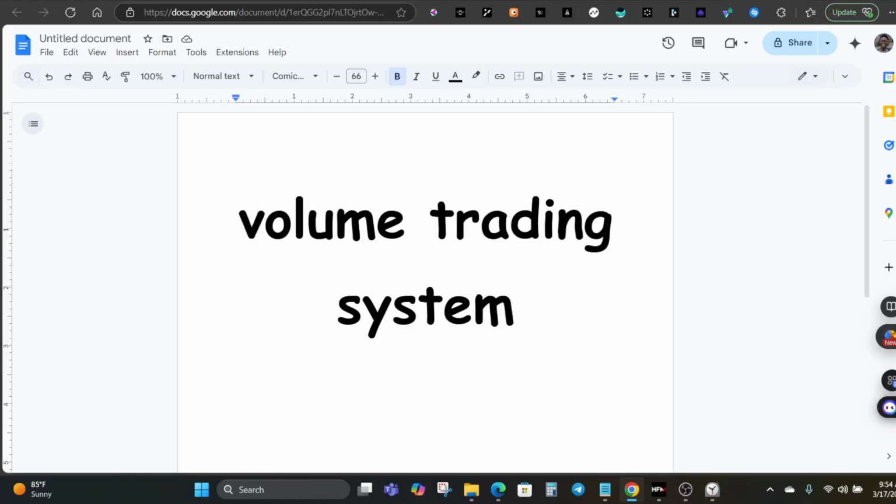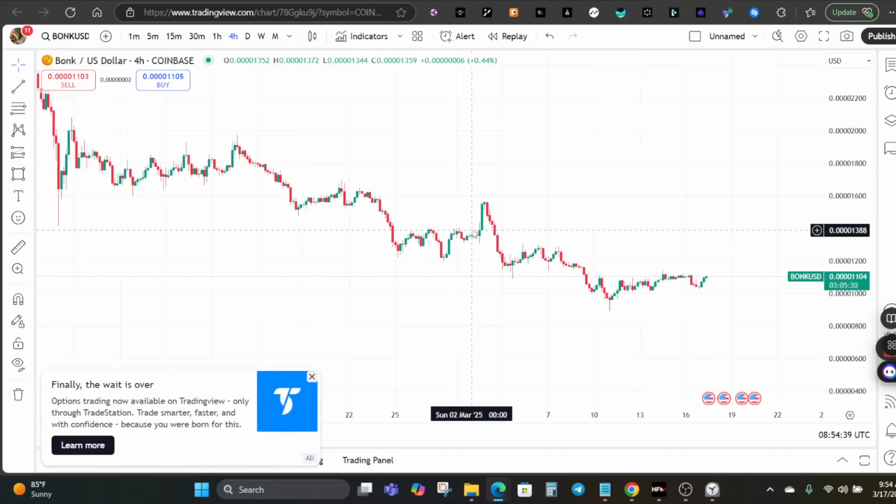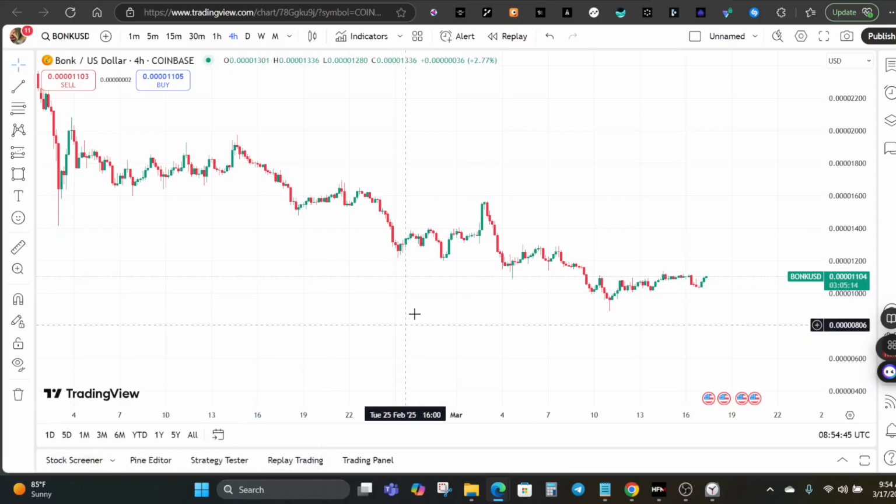We're going to be starting with the basics. What exactly is the volume trading system? It is a method of analyzing price movements using trading volume as a confirmation tool. So instead of relying solely on price action, traders look at volume to determine if a move is backed by real strength or if it is just a weak fluctuation.